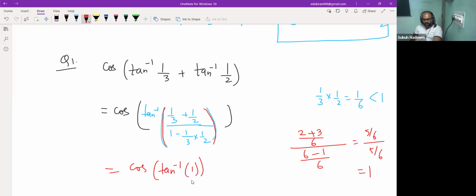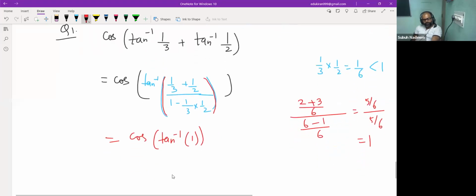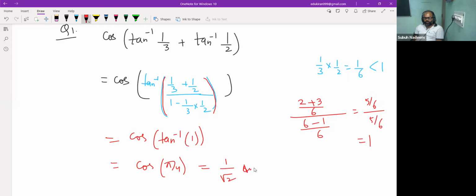Yeah, then pi by 4. Pi by 4, correct? Tan pi by 4 is 1, so tan inverse 1 is pi by 4. What is cos pi by 4? 1 by root 2. This will be your answer.